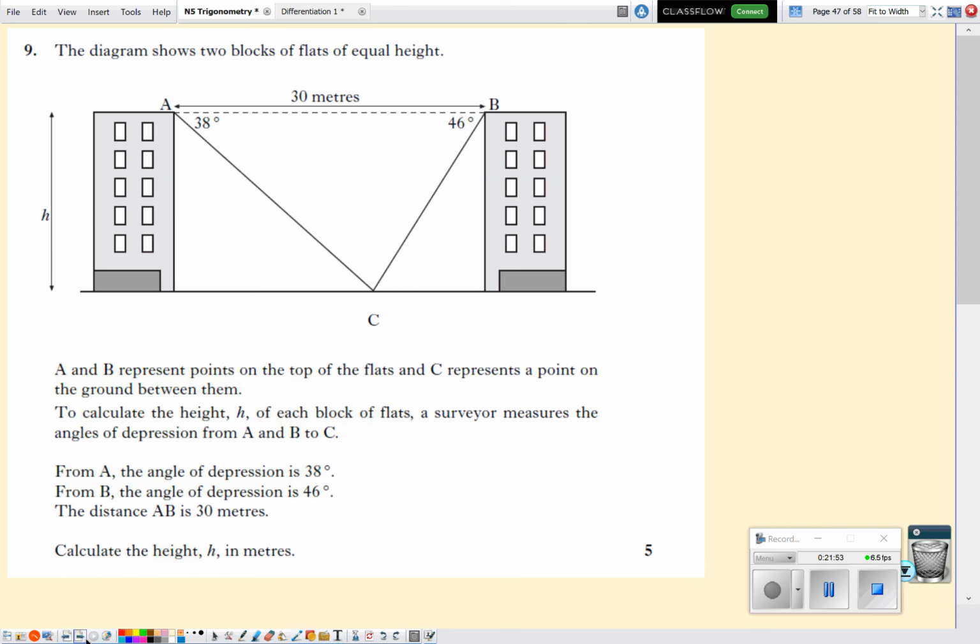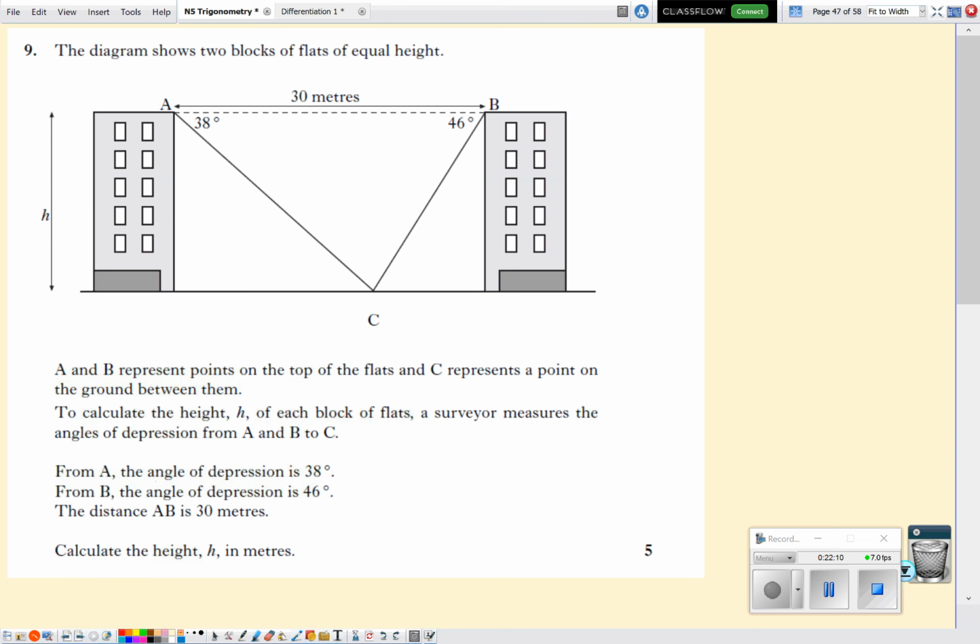From A, the angle of depression is 38 degrees. From B, the angle of depression is 46 degrees. The distance AB is 30 metres. Calculate the height h in metres. Now, a couple of things to deal with here before we start getting into solving this question.